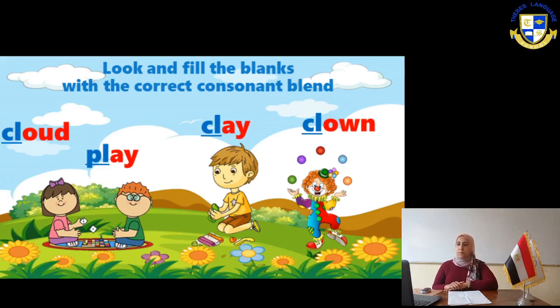Look and fill the blanks with the correct consonant blend. Here we find the oud, cloud. What are the children doing together? Play. And the boy is playing with what? Clay. And the funny man who is playing with the balls? Clown.